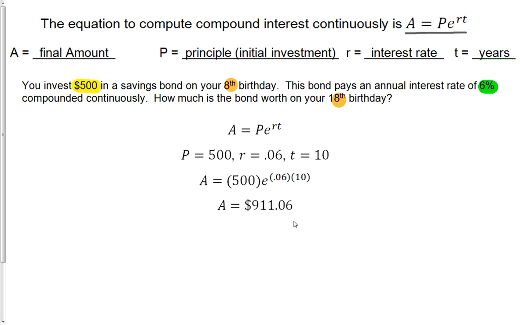$911.06. Very close to the last example, slightly higher because it's compounding more frequently. It compounds all the time, but not a whole lot more. So the number of times something compounds per year isn't going to make a significant difference. All right, and that's investments.